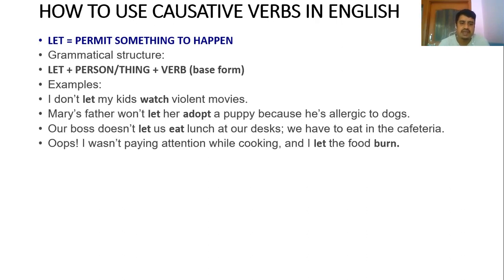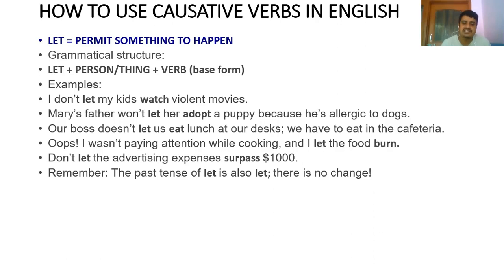Oops, I wasn't paying attention while cooking and I let the food burn. Don't let the advertising expenses surpass $1,000. Remember, the past tense of let is also let. There is no change.